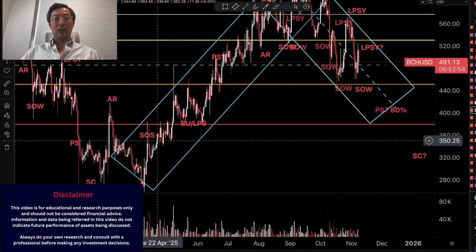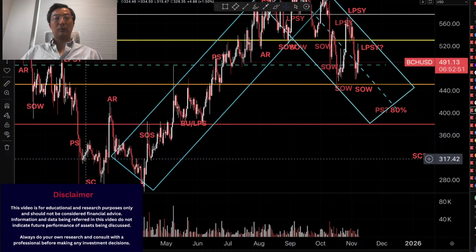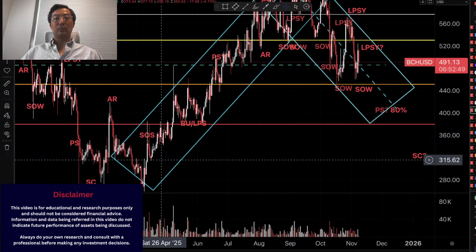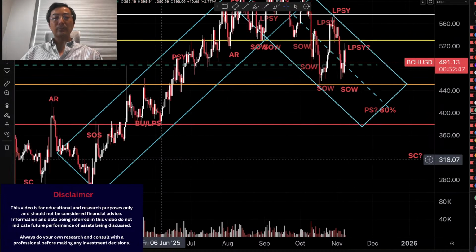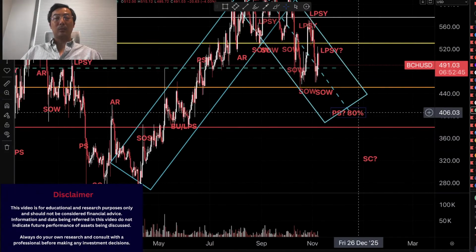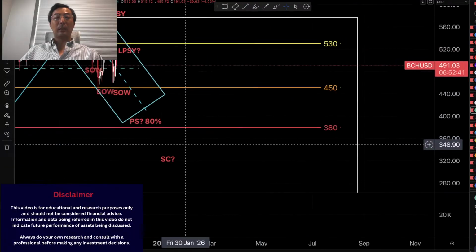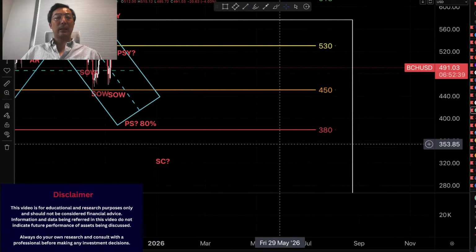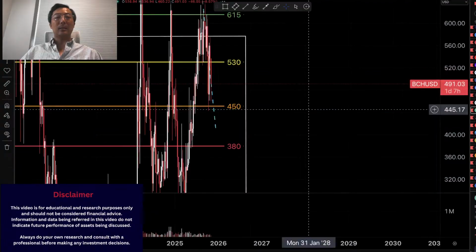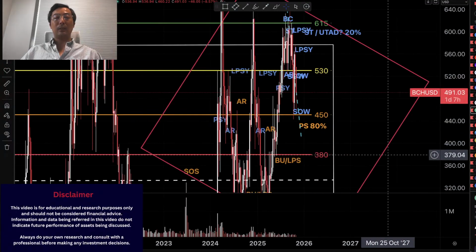That was the period of accumulation back in February all the way to April, just this year. All right. So that's where it's got a higher chance to get back to that particular area around the 380 red key level. So that's a quick update of Bitcoin Cash.